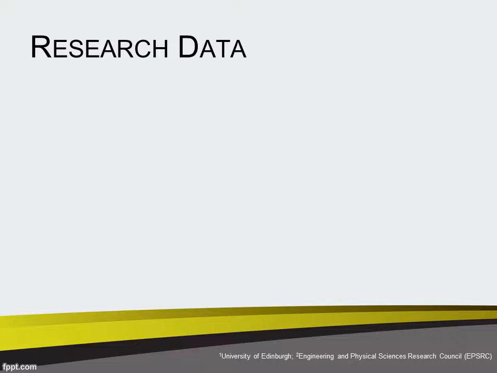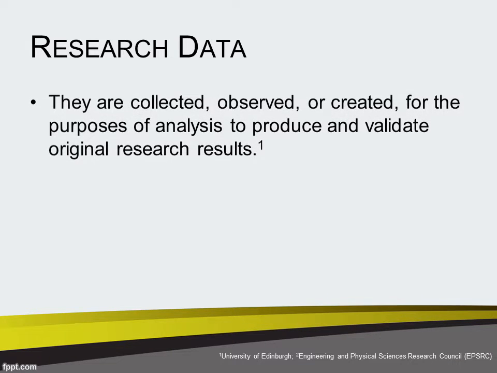Since data is any information in your research, let us now call it research data. Unlike other types of information, research data are collected, observed, or created for the purpose of analysis to produce and validate original research results. Research data may be viewed as the lowest level of abstraction from which the information and knowledge are derived. Another way of looking at it is to view it as the level at which measures were originally collected.